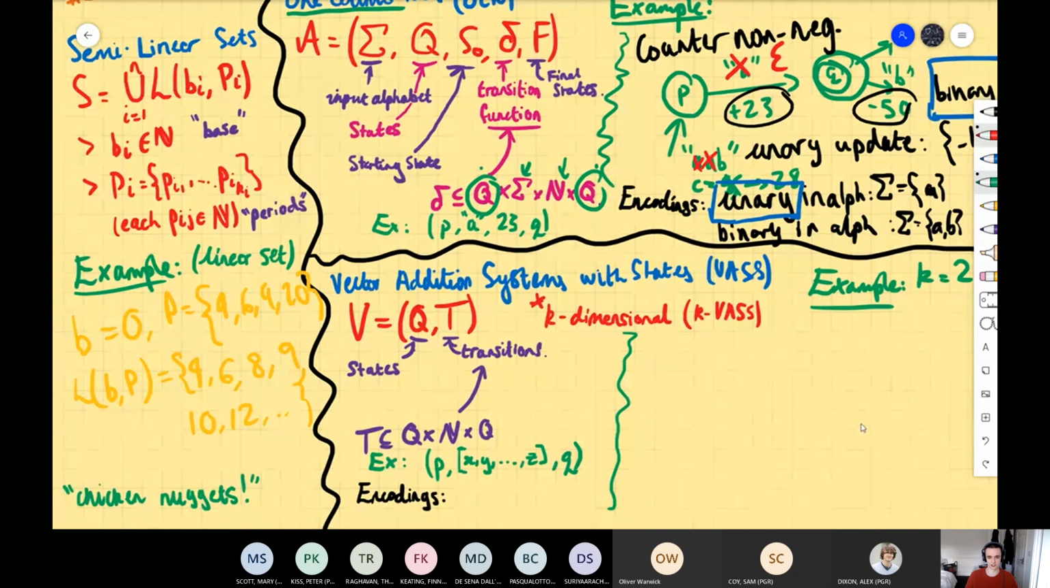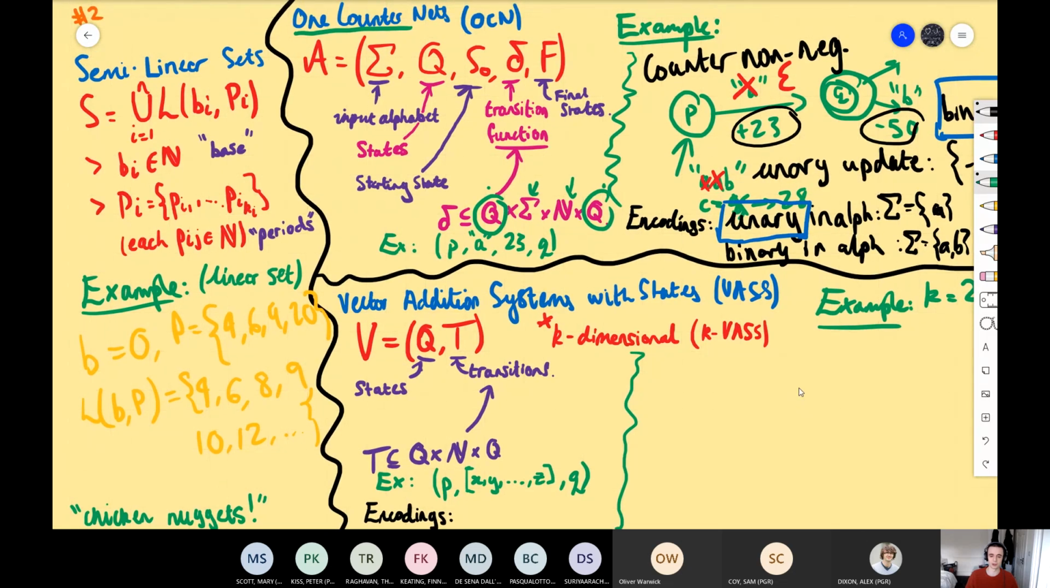Let's move on to vector addition systems with states. They're seemingly more simple than one counternets because we don't have this nonsense to do with language and letters read, though there's a lot to them. Here, V, the vector addition system with states, has a set of states and a set of transitions. That's all we really care about. The idea of acceptance is not the same here. We study problems on the VAS rather than languages VAS accept. And transitions look like this thing here.